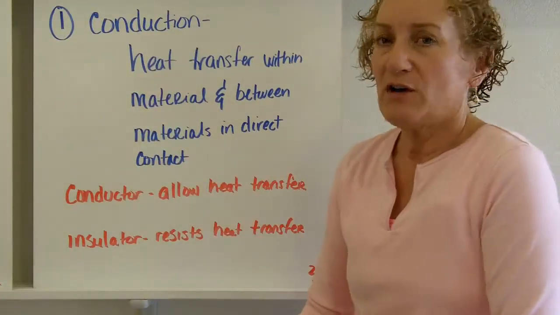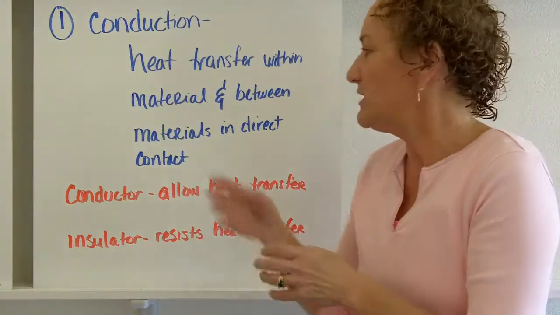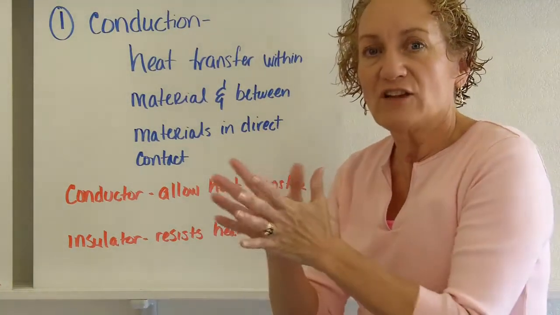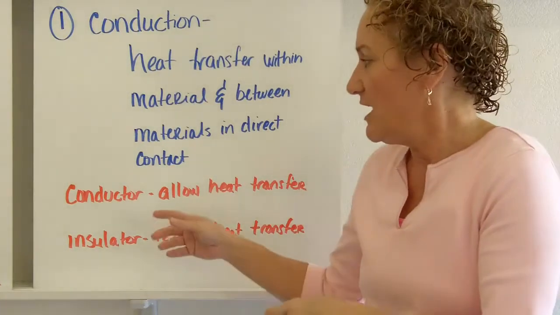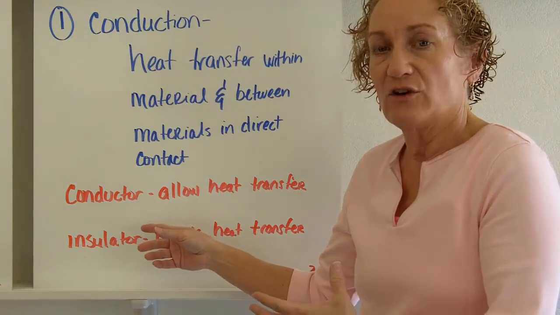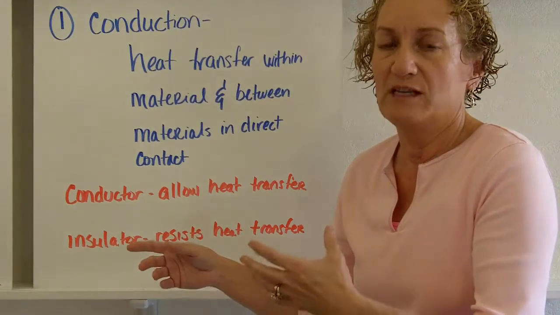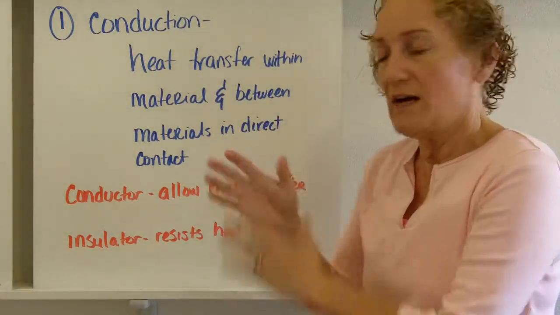So let's first talk about conduction. It's heat transfer within a material and between materials that are in direct contact. So they have to actually be literally in contact with one another for heat transfer to occur. A conductor is something that allows heat transfer to occur very easily, whereas an insulator resists that very same movement. It resists the movement of heat. So conduction, direct contact.